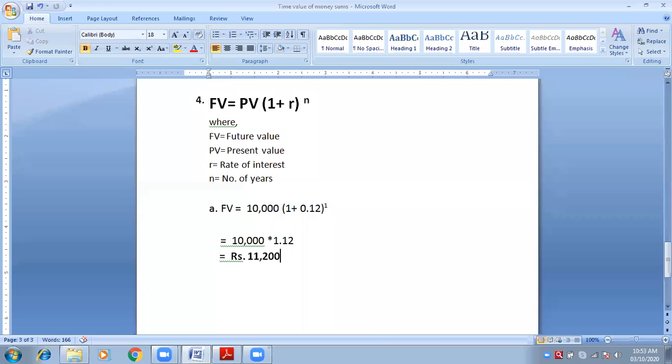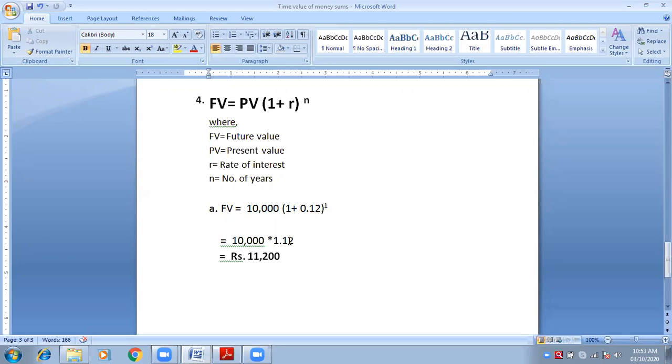Okay, so the present value is 10,000. Its rate of interest is 12%. So how will we write the formula? 10,000 bracket 1 plus 0.12 raised to 1, because you are investing it for 1 year. So 10,000 into, let's start solving the bracket. 1 plus 0.12, that is 1.12.